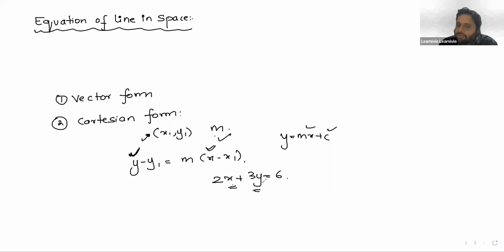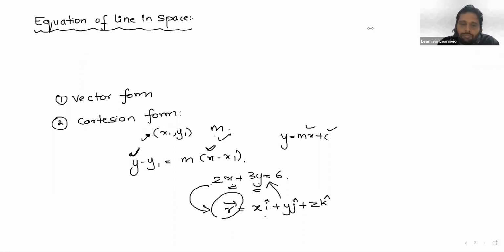Similarly, in vector form, in place of x and y, we have a vector r, which is x i cap plus y j cap plus z k cap. Understood? When you put this value in place of r, it can be converted into Cartesian form. So please don't get confused about what r is. Whenever we find the equation of a line in space in vector form, we will always use r. r is x i cap, y j cap, z k cap. Okay, so let me start this one.